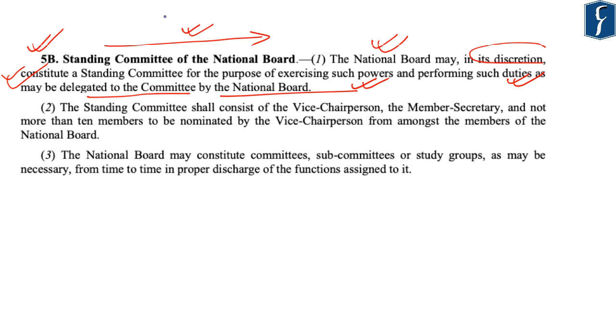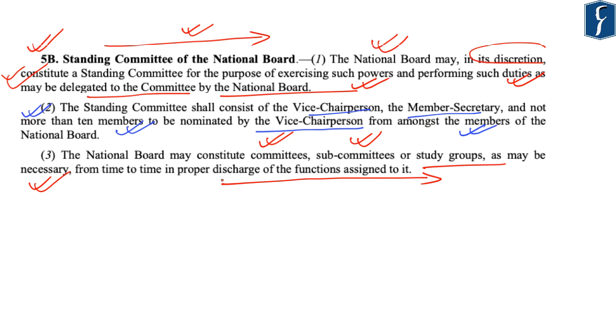It highlights that the standing committee shall consist of the vice chairperson, the member secretary, and not more than 10 members to be nominated by the vice chairperson from amongst the members of the national board. Further, it says that the national board may constitute committees, subcommittees, or study groups as may be necessary from time to time in order to properly discharge the functions assigned to the Standing Committee of the National Board for Wildlife.